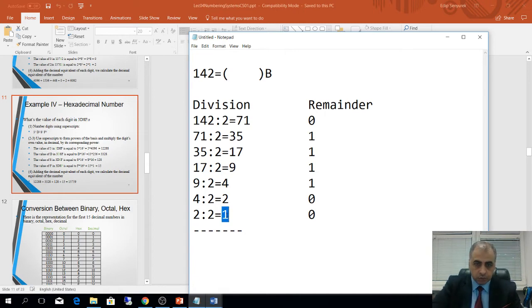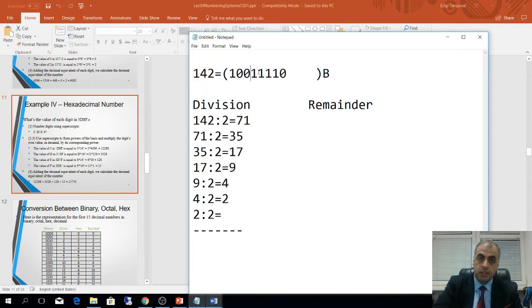You can just see the video one by one. So here is 1. Put the 1 here. Then 0. Then the other 0. Then 1. Then 1. Then 1. Then 1 and 0. That's it. Because it is a video, it's easy to go back and forward. So what is this? The decimal number 142 is the binary number 10001110.